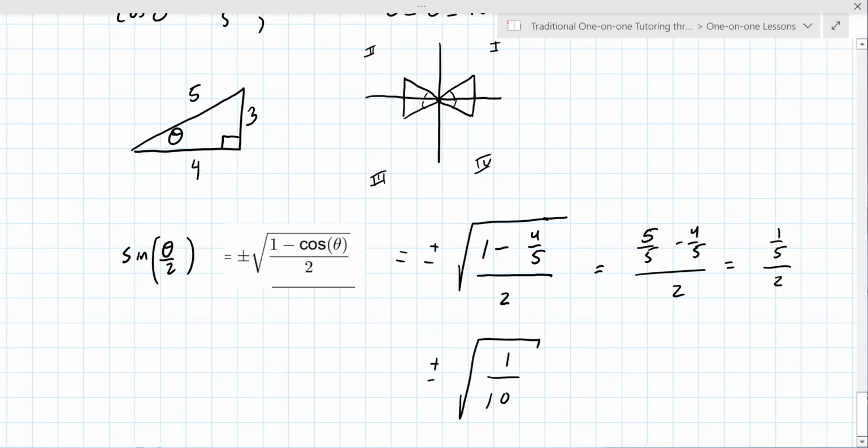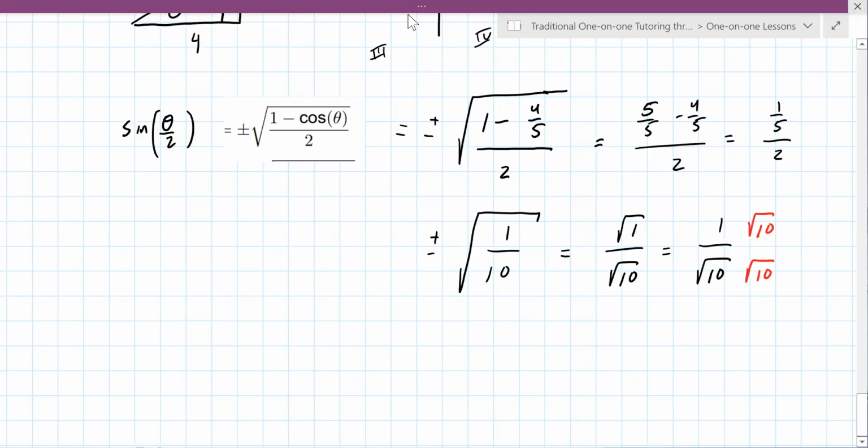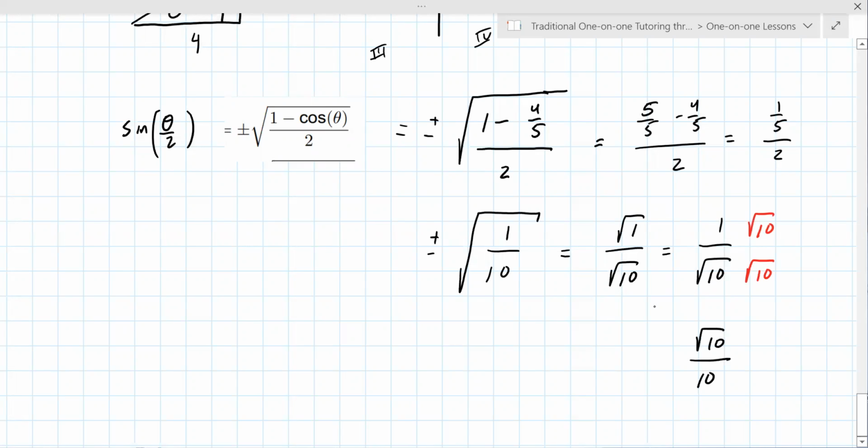Now this one you can rationalize. You would take the root of the top and the root of the bottom, and you do have to rationalize by multiplying the top and bottom by root 10. So that's root 10 over 10. And still it's plus or minus, like we haven't decided that yet.